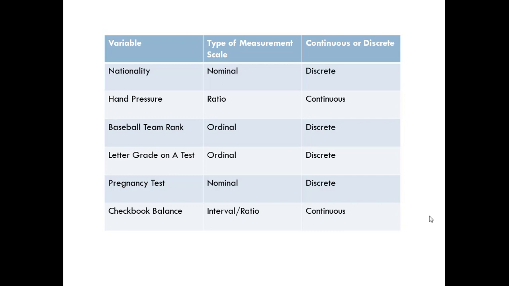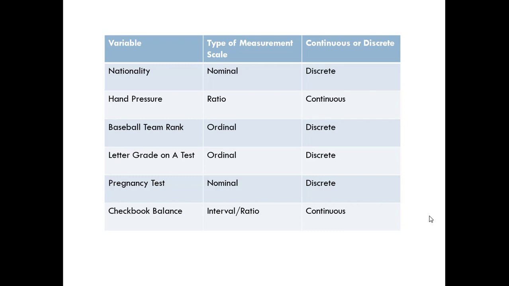Now, once the individual finishes with the hand pressure test and they release the apparatus from their grasp, you're going to see that the pressure drops down to 0. And again, that 0 represents an absence of pressure. So the 0 in ratio variables means an absence of the variable.